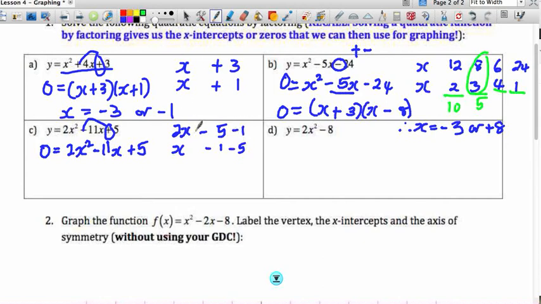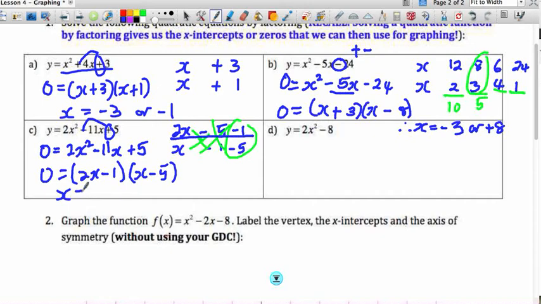And now the last thing we need to do is figure out which pairing works the best. So we have minus 2 minus 5, which will give us minus 7. That's not what we want. And so minus 10 minus 1 will give us the minus 11x that we're after. 0 is equal to 2x minus 1, and the other parenthesis x minus 5, resulting in x values of 1 over 2 or 5.